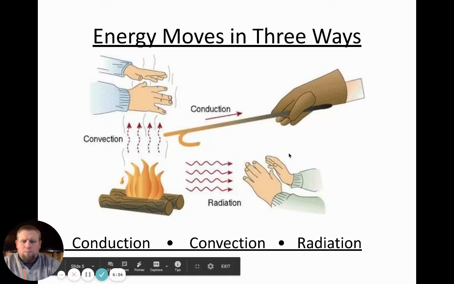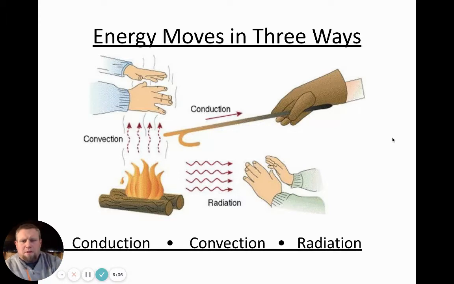Okay? So we know that energy moves in three different ways, through three different processes called conduction, convection, and radiation. Conduction is the way that heat or thermal energy moves through an object. You can see this guy's hand obviously is going to be in danger in just a few moments as the heat from the fire moves up this metal stick that he's holding in his hand, right? So that's conduction. Heat can move through a material and travel through that material.